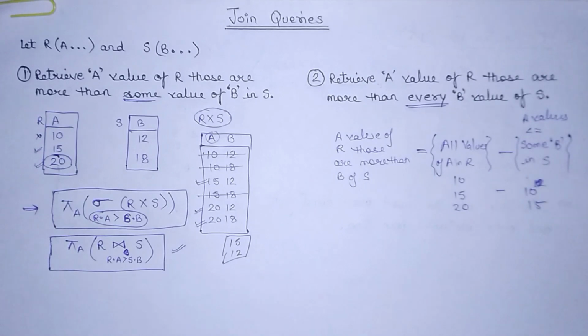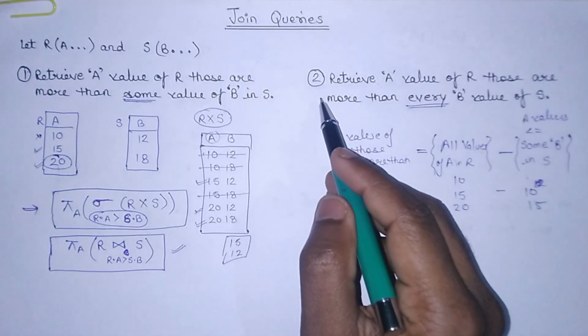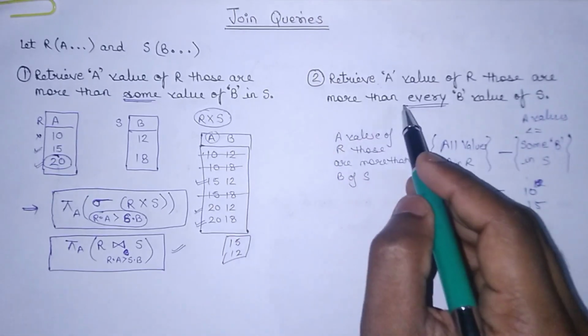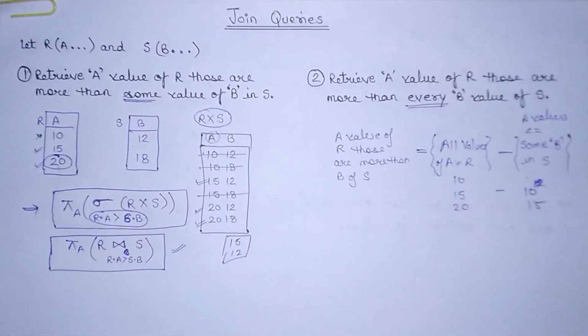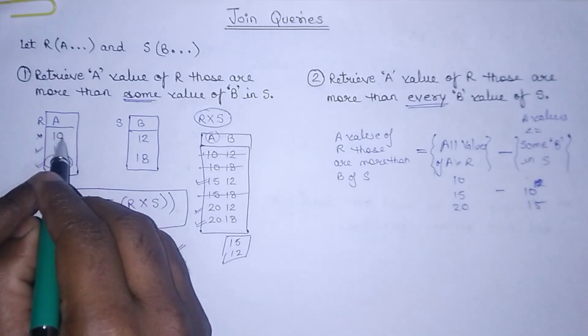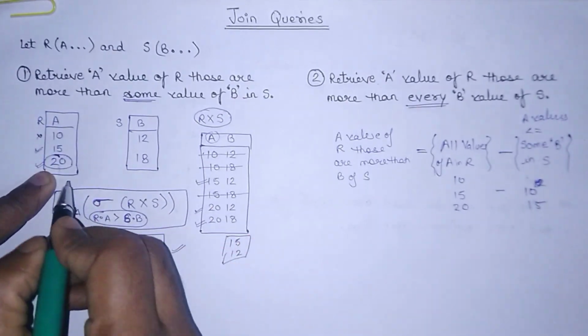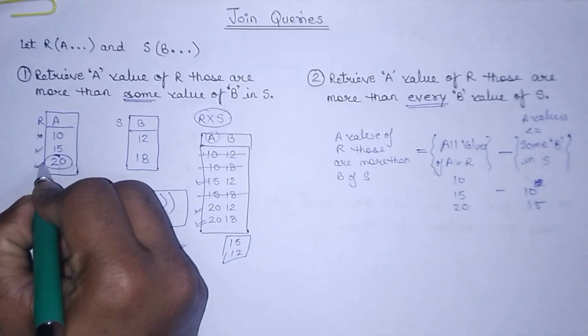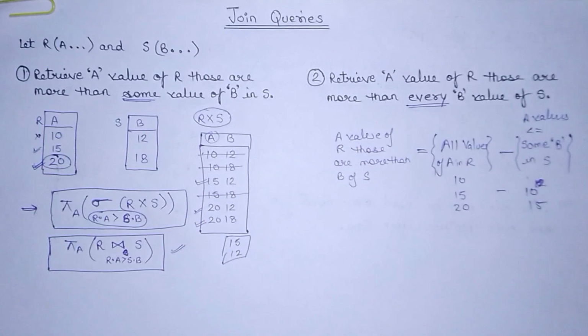So this is quite a tedious one, and this is a simple one, so you can easily get this. Now if I have to work with this second query, we have to retrieve A values of R that are greater than every B value of S. In the previous video we talked about sum, and in this query I am talking about the average. So we have to check which A value is greater than every B value. I know that 20 is greater than both 12 and 18, that means 20 has to be in the output of the second query.